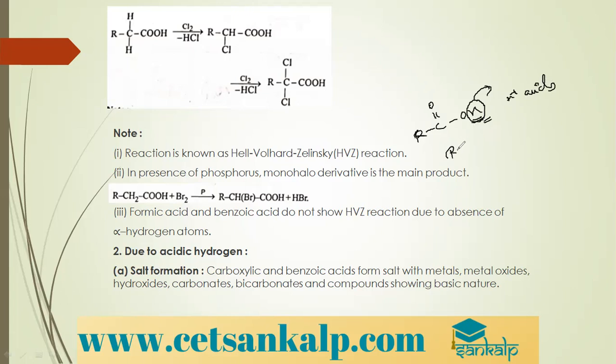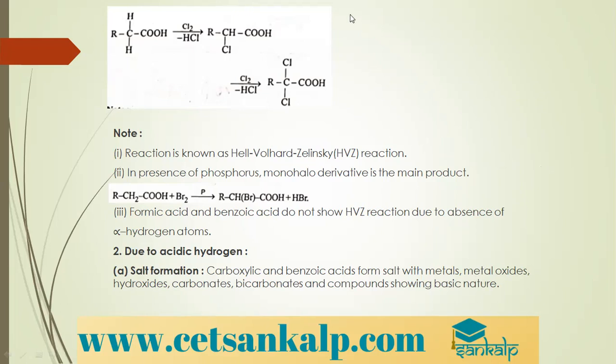So when the acidic hydrogen gets replaced, suppose you are treating with sodium metal, what do you get? This hydrogen gets replaced with Na, a displacement reaction. So we get RCOONa, that is RCOO- Na+. This is nothing but a salt. So carboxylic acids or benzoic acids form salts with metals, metal oxides, metal hydroxides, carbonates, and even bicarbonates.